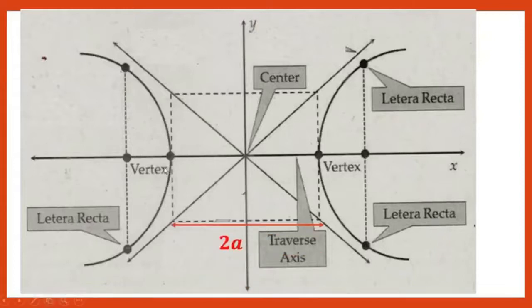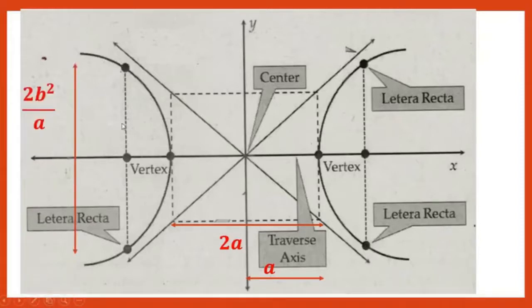Ang haba from vertex to vertex is 2a. Ibig sabihin, yun din yung haba ng ating transverse axis. Half of the transverse axis is the distance from center to vertex, which is equivalent to a.